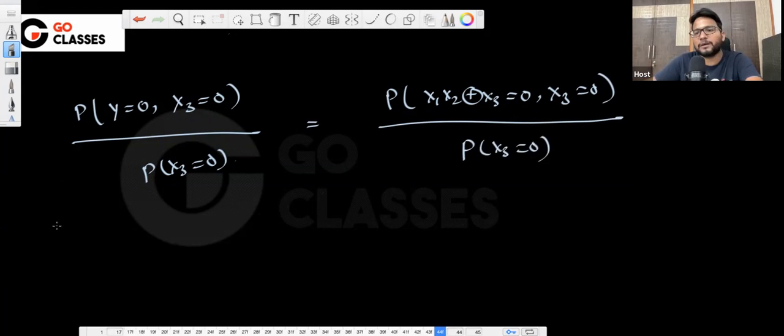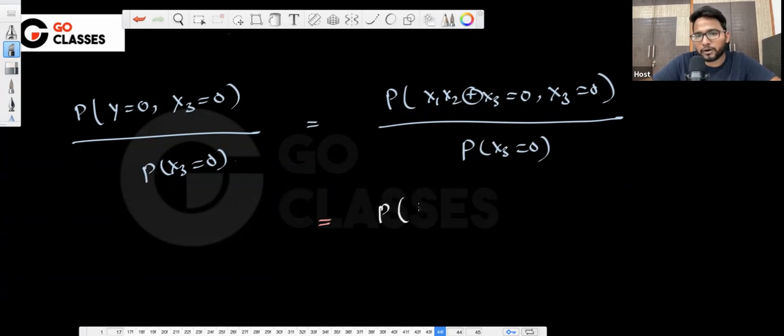Okay, now tell me, can I separate these two, this term and this term? Are these independent? No, right? Because x3 itself is here. So these are not independent. So you can't directly separate it out. Here also you can't directly separate it out because y is a function of x3. How can you separate it out? But you can put the value which is x3 equal to 0.